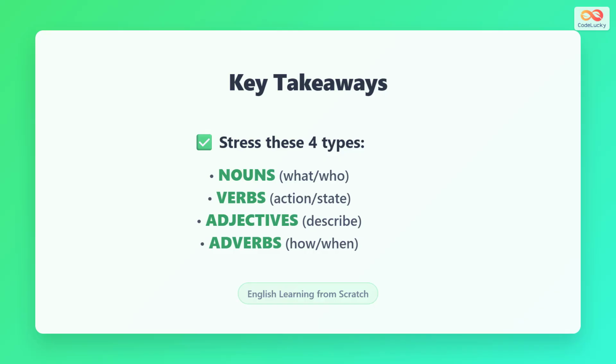Let me summarize what you have learned. Stress nouns because they name the main ideas. Stress verbs because they show actions and states. Stress adjectives because they describe important qualities. Stress adverbs because they tell how or when things happen. Remember, content words carry the main meaning, so they get the stress. Function words connect ideas, so they stay weak. By practicing these 4 types of words, you will improve your English pronunciation and sound more confident and natural. Keep practicing these stress patterns in your daily conversations.